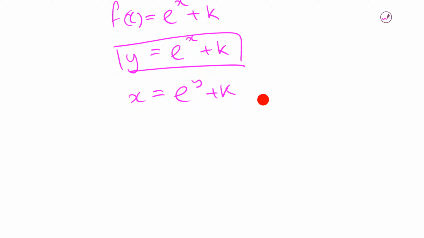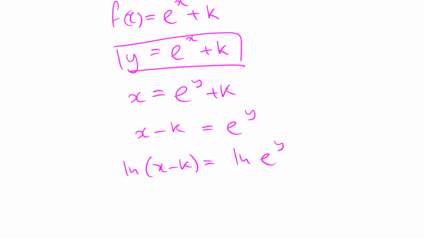You make x the subject. Cool. So x minus k equals e to the y. Then what? It'll be ln of x minus k. Ln both sides, and you get y. That's pretty much good, right?